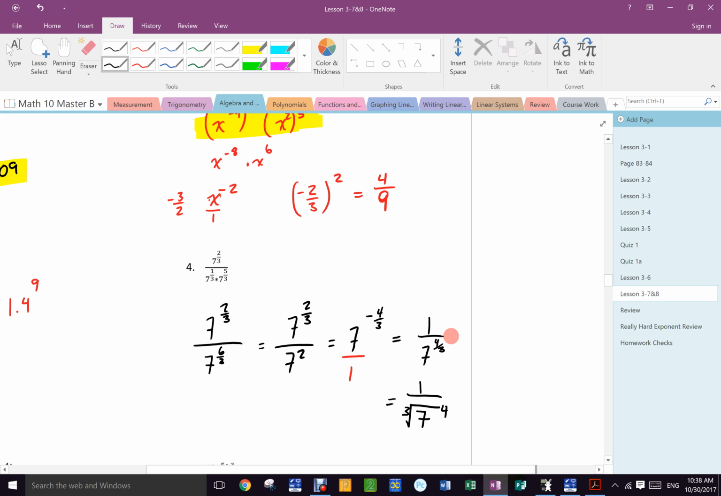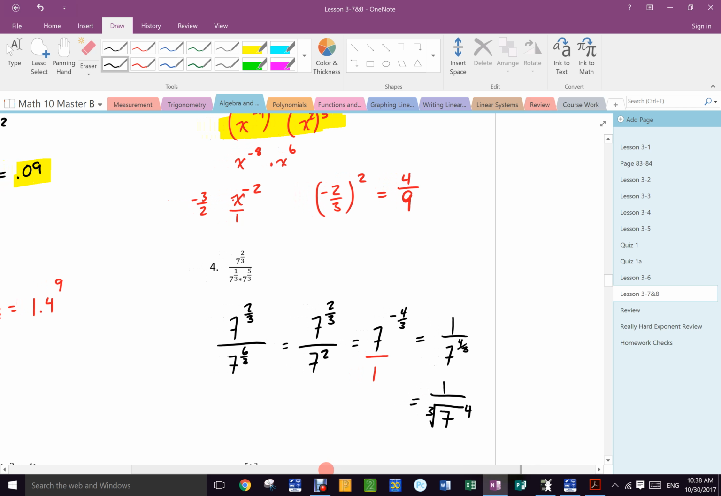That one is exponential form. That one is radical form. Do I care? Do I care which you show me? If I did care, would I tell you which one to show me? Yes.